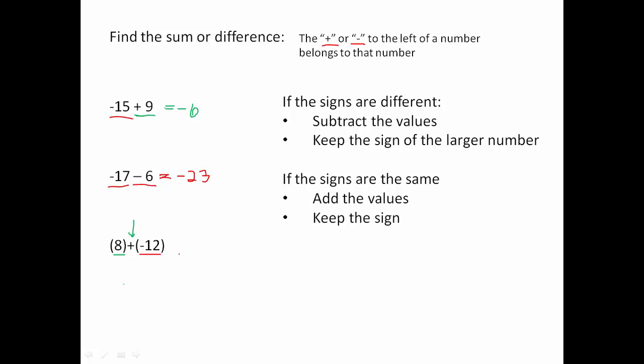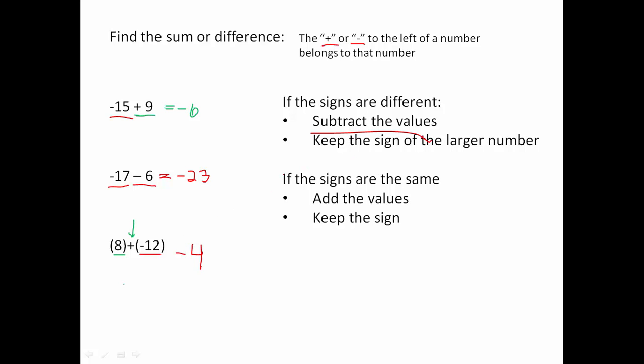All right, if you figured out that the answer is -4, good job. Because the signs are different, I have to subtract the values, which means I'm going to subtract 8 from 12, and that'll give me a 4. And then I'm going to keep the sign of whichever number is larger. Well, 12 is bigger than 8 last time I checked, so that means I'm going to keep the sign to the left of the 12, which is a negative.